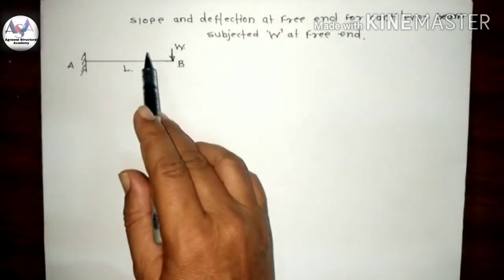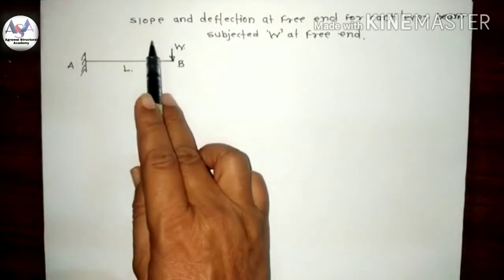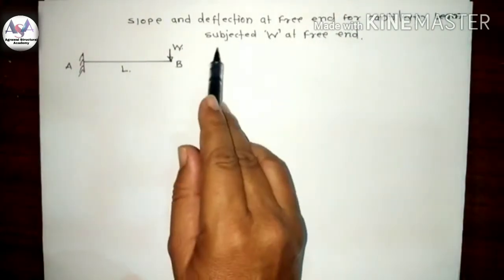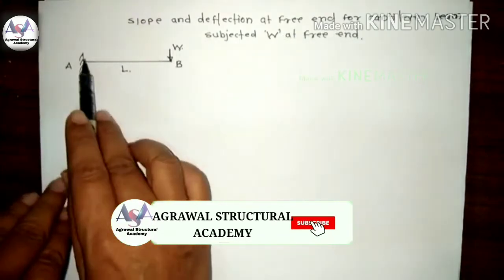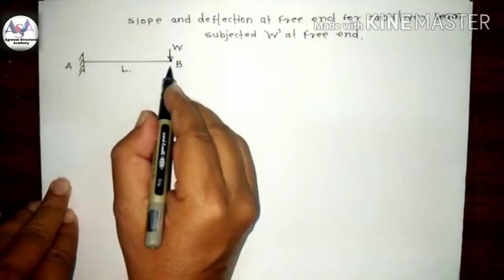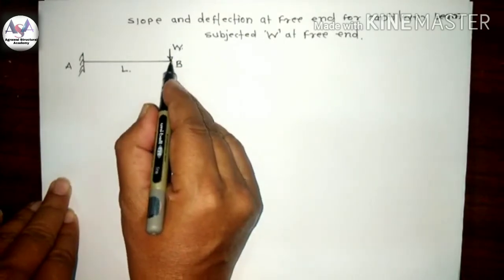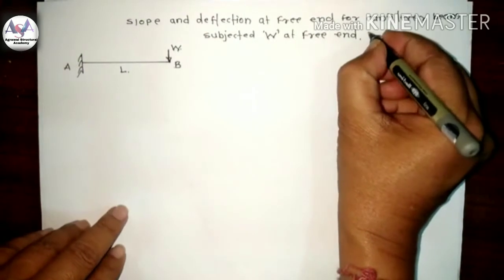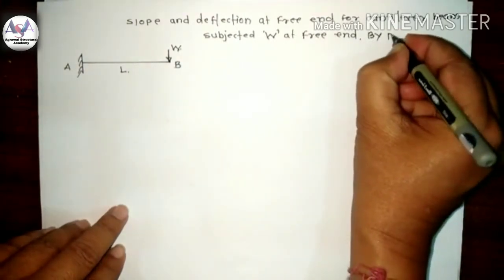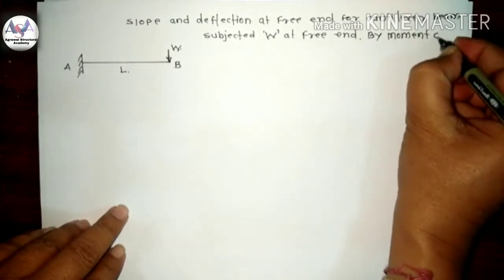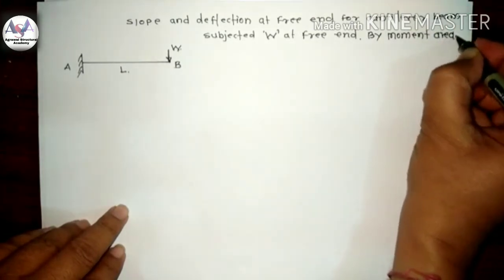Hello, dear students. Today we learn the slope and deflection at the free end for a cantilever beam subjected to W at the free end. Our aim is to find the slope and deflection at the free end, by the moment area method.